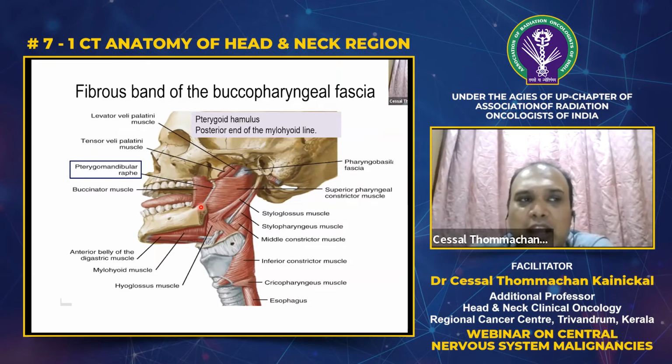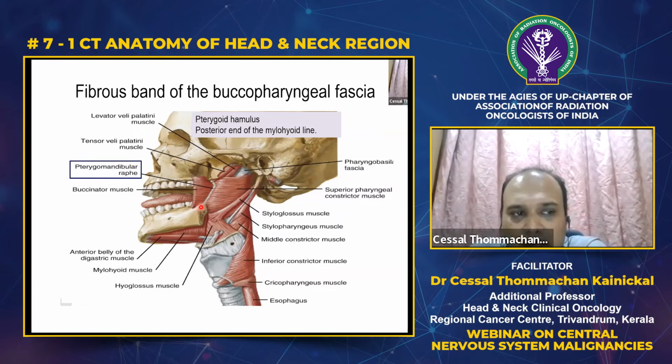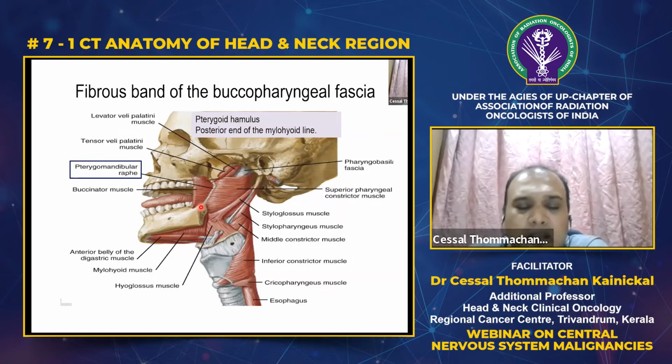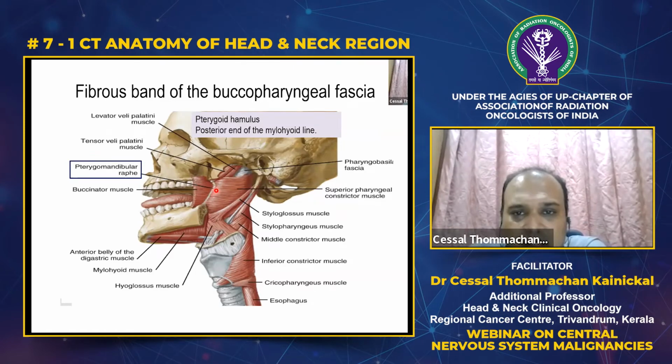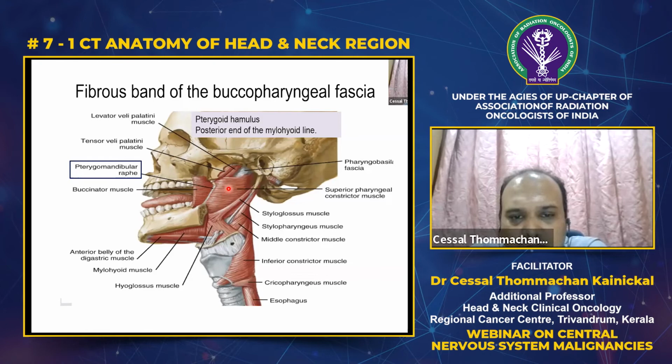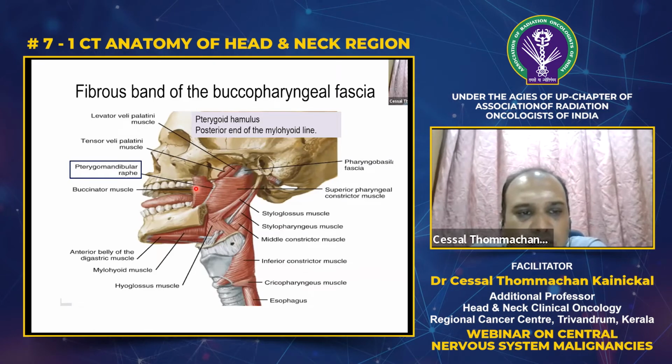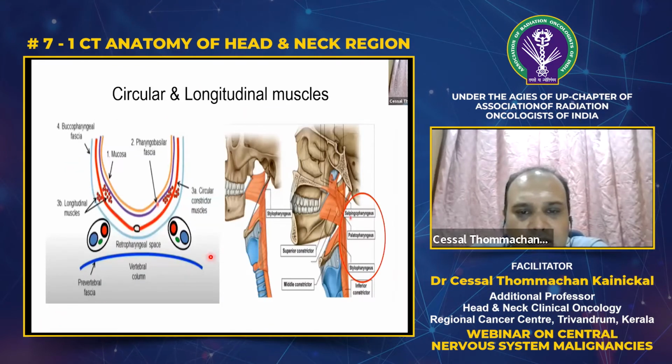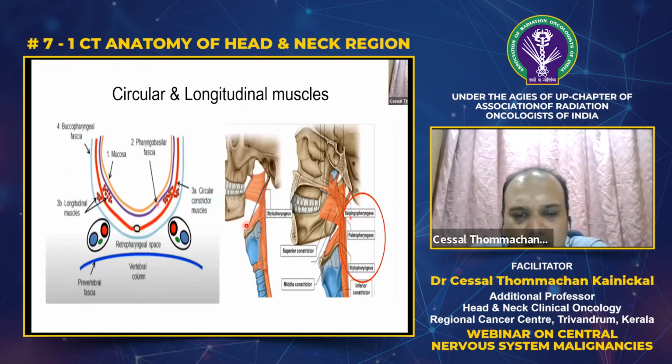Posterior to the mylohyoid, you have two attachments. One is insertion, the other is origin. The origin of the superior constrictor muscle and this raphe, the pterygomandibular raphe, is inserted here posterior to the mylohyoid line, the posterior edge of the mylohyoid line. If the tumor spreads into the superior constrictor, it can spread into the buccinator muscle, and it can extend into the oral cavity from the oropharynx. Then you have the two other constrictors: the medial constrictor and also the inferior constrictor.